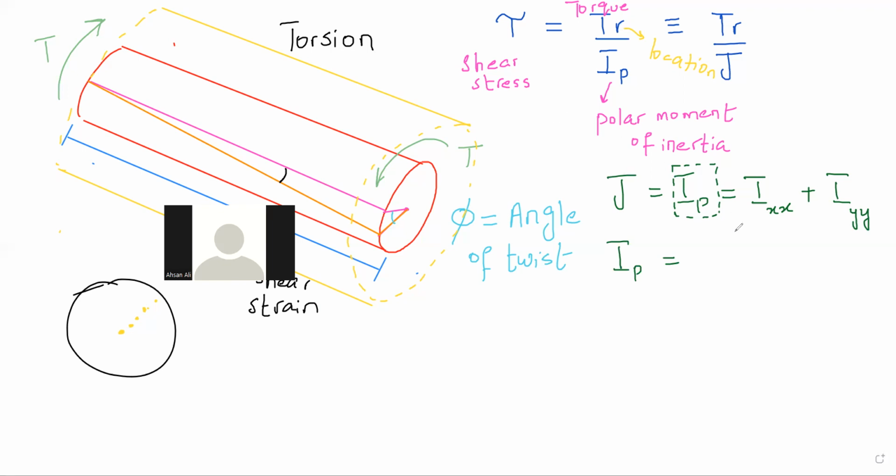Pi d to the power four over 32 and 64 is the only thing I always get confused about, right from my student days. That's why I asked you. Okay, good. So now I give you the polar moment of inertia of the object as well. Life is beautiful. So one last comment, the angle of twist.